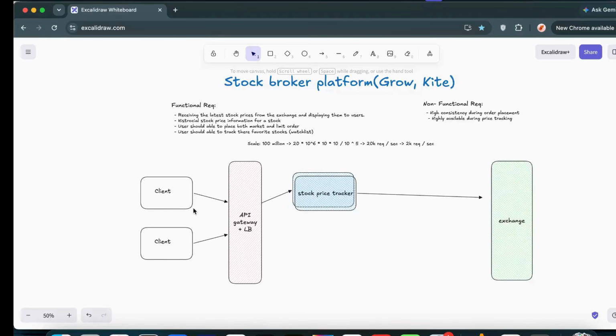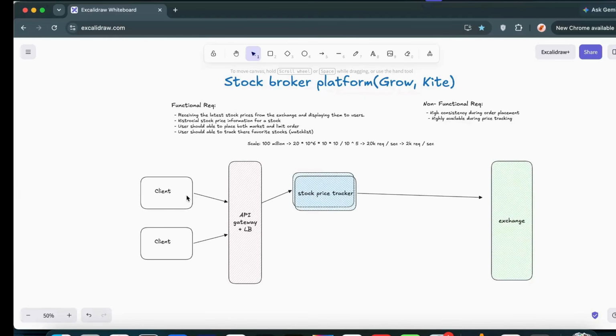Because the idea is, once the client makes a request to the stock price tracker service, their job is done. They just want to retrieve the latest stock prices. That's all. They don't want to keep sending any other request other than tracking the stock prices. So here the best thing is we can create an SSE connection, that is Server-Sent Events. So that is a single direction connection.